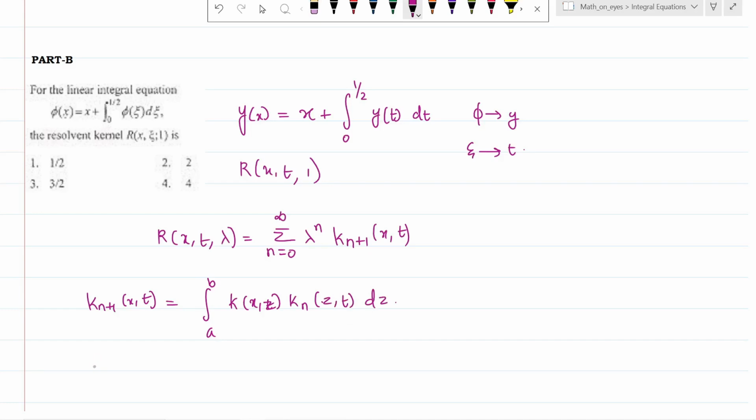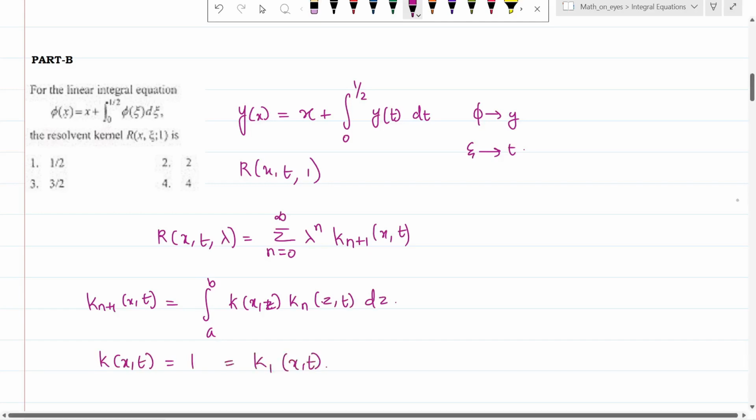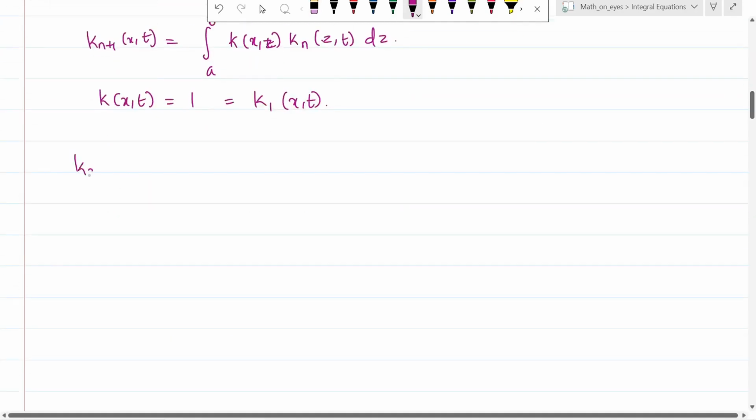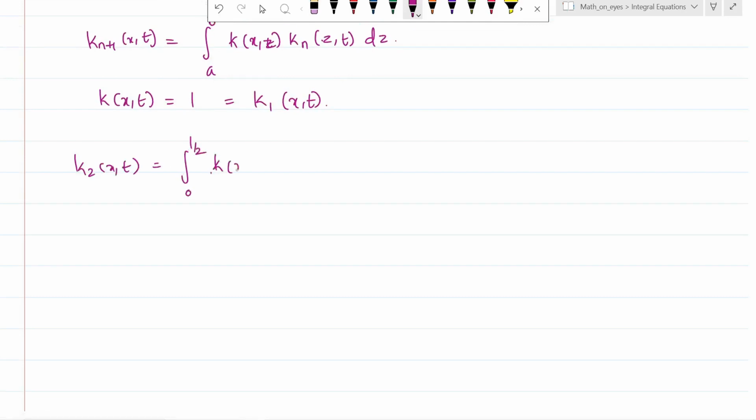Now here our kernel K of x comma t is equal to 1, and that implies K1 of x comma t is 1. We need to find K2 of x comma t, which is equal to integral 0 to 1/2 K of x comma z into K1 of z comma t into dt. K of x comma z is equal to 1 and K1 of z comma t is equal to 1. So we get 1 into 1 dt. It will be t from 0 to 1/2. We get 1/2.